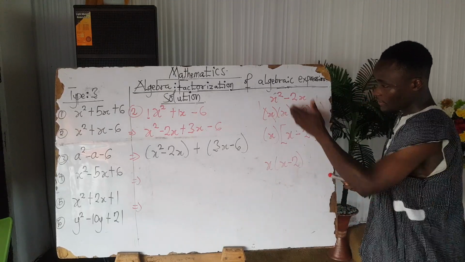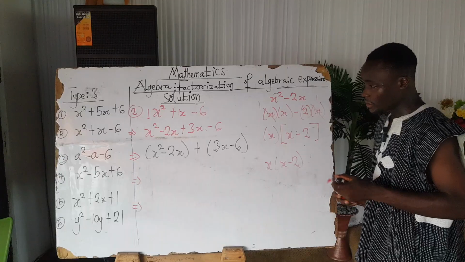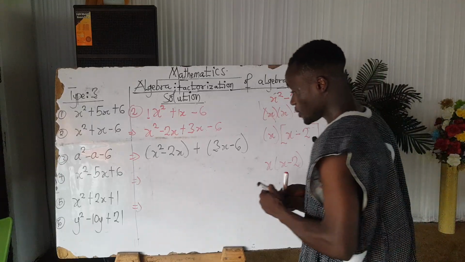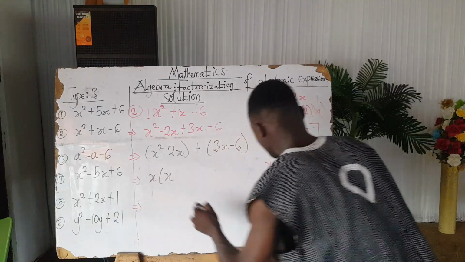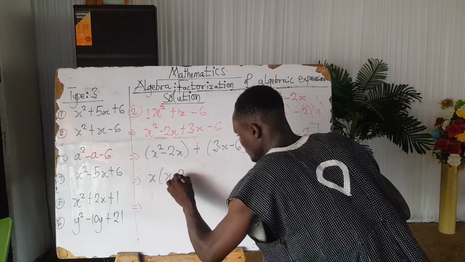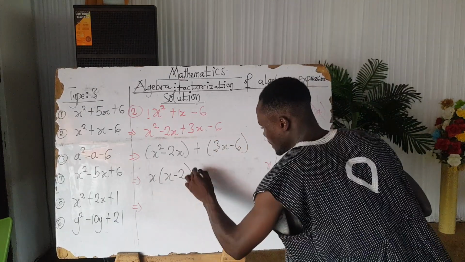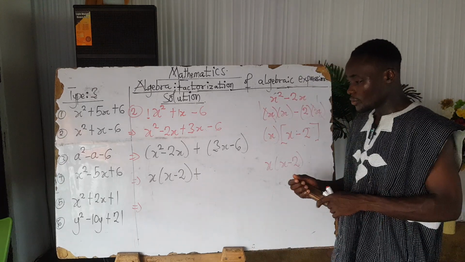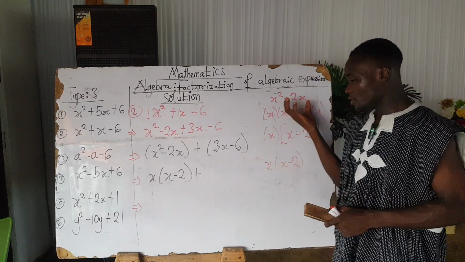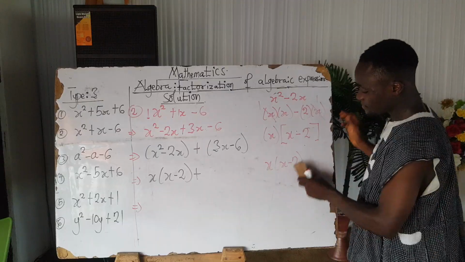So we are done factorizing this, and this is what we had using the idea of expansion. So we have x bracket open, x minus 2. This is what we are getting, plus, my addition sign. Now we are going to continue with this side using the idea of expansion to factorize this.